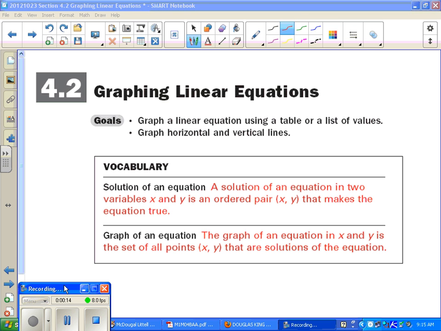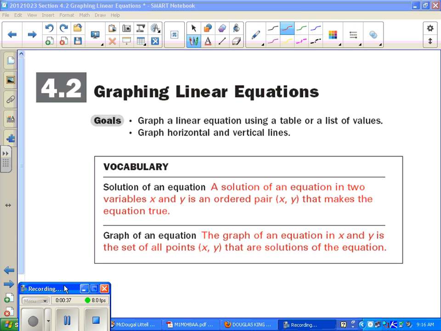First one is the solution of an equation. A solution of an equation in two variables x and y is an ordered pair (x, y) that makes the equation true. So if it comes out to be true at the end, it's going to be a solution. If it doesn't, it won't be a solution. We actually talked about that before. We'll look at what it means when you're looking at equations and graphs of equations today.